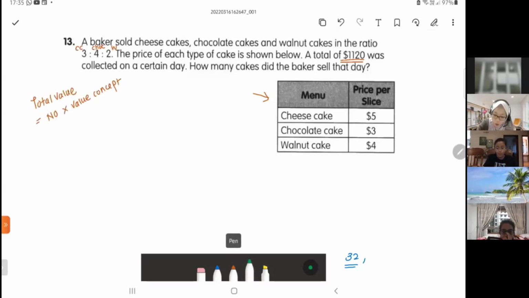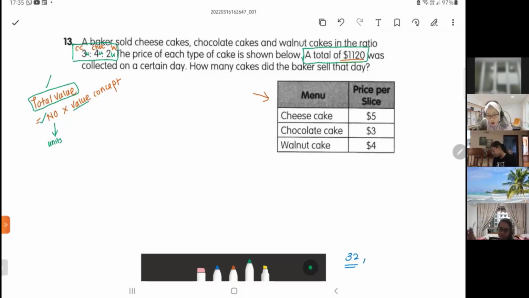Okay, now total value means the total collected for that day. Do I know? I know. A total of 1120 was collected. Check. Number refers to the different representations of the cake in terms of units. Do I have that? Yes, I do. This one. 3 units, 4 units, 2 units. Check. This is my units, right? The value refers to the cost or the selling price of each cake, right? Which one? This one. So I have this. Check. That's why I can apply this concept, okay?